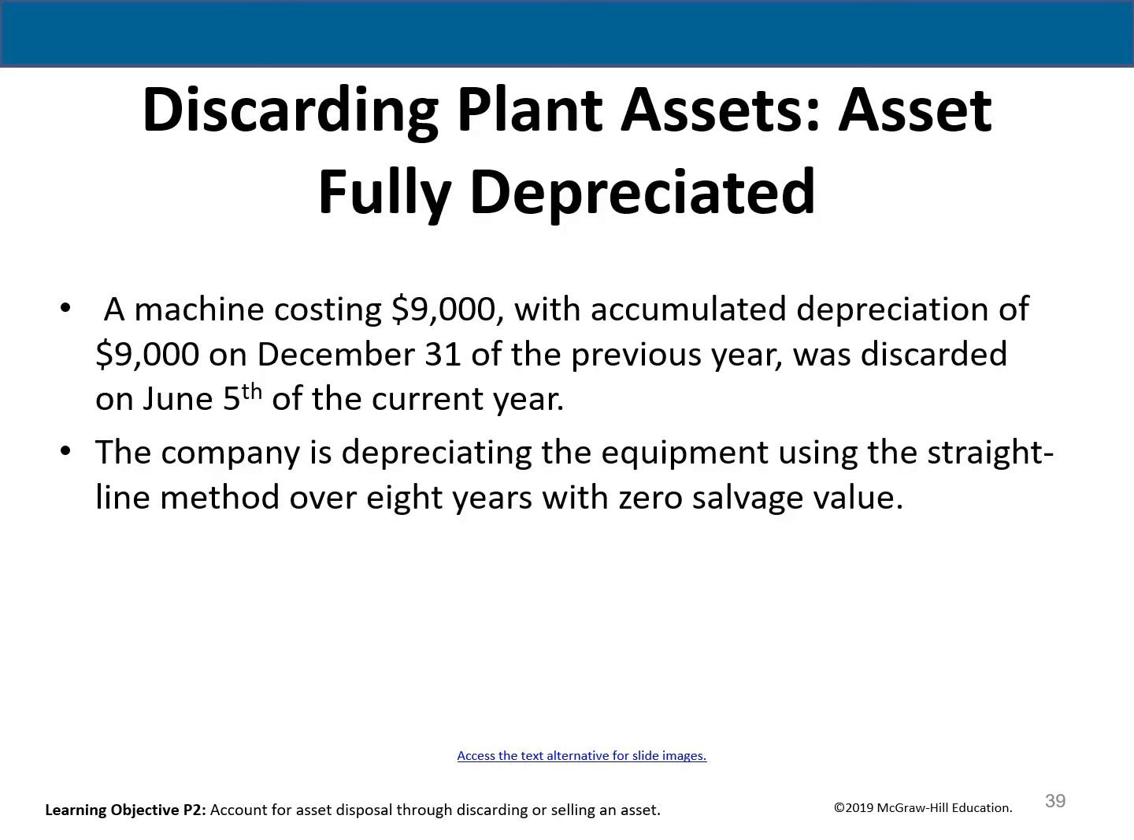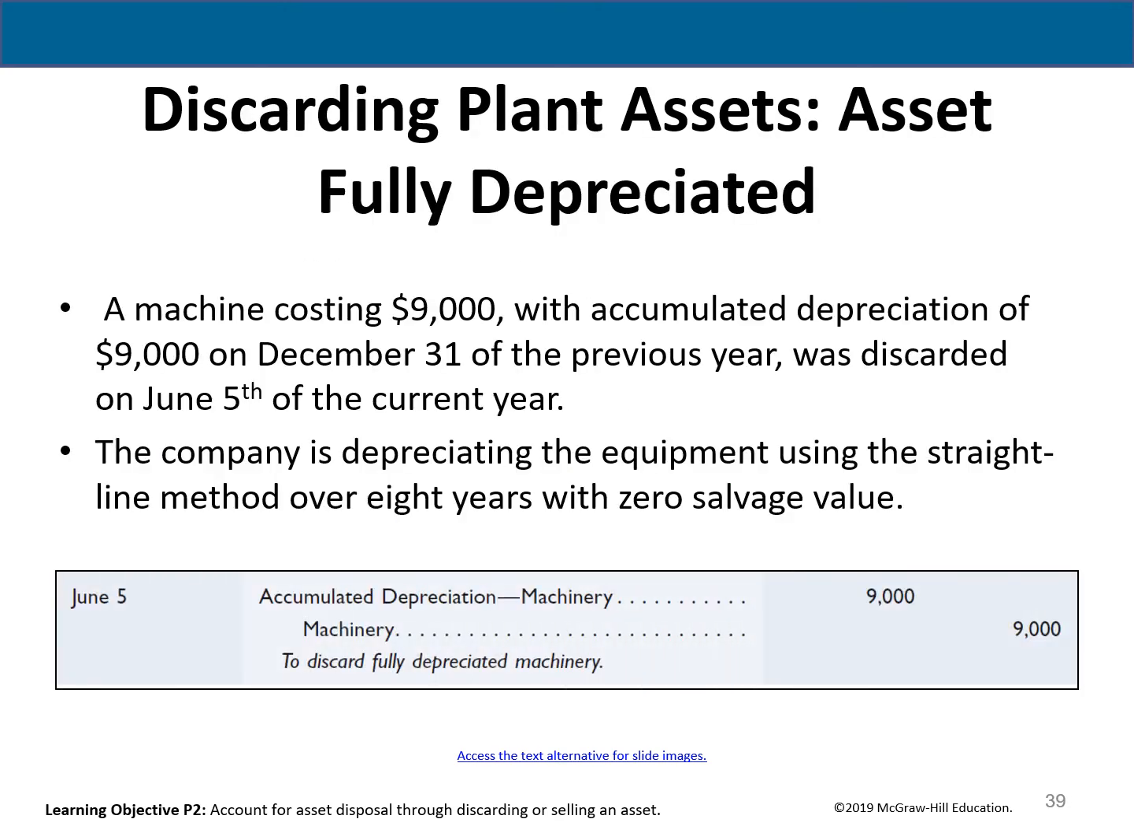So a machine costing $9,000 with accumulated depreciation of $9,000 was thrown away. It wasn't sold. We didn't receive any cash. We just threw it away. The company's depreciating the equipment using the straight line method over 5 years or 8 years with zero salvage value. So they expensed the entire cost of that machine.